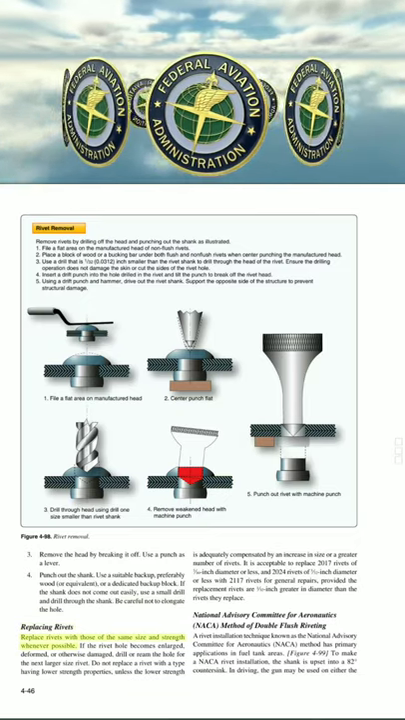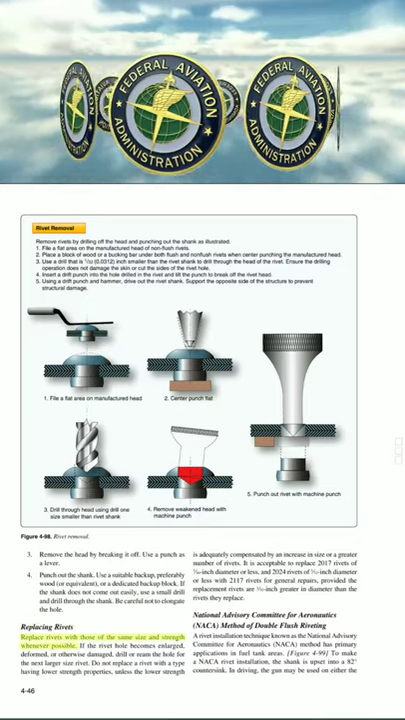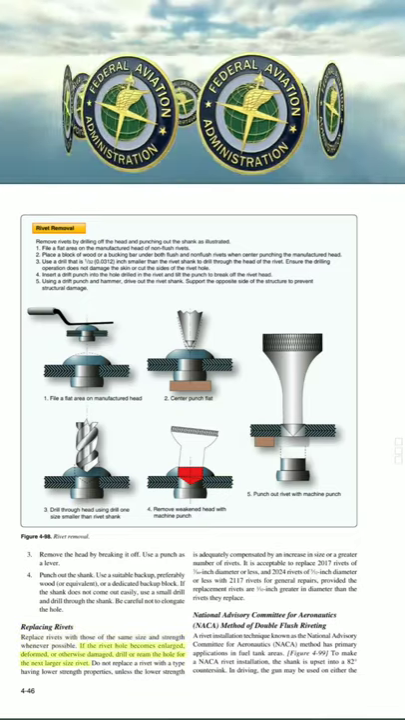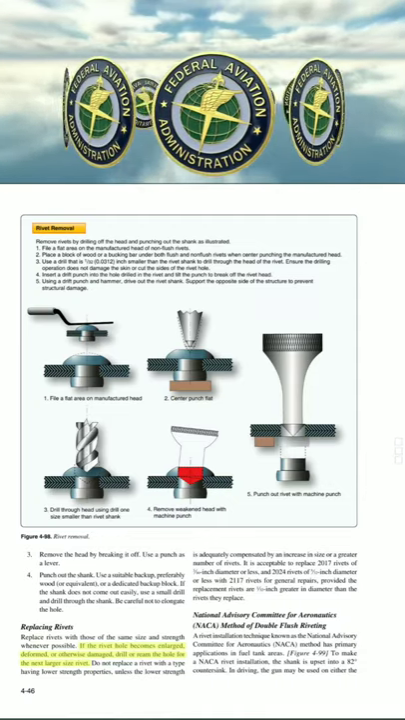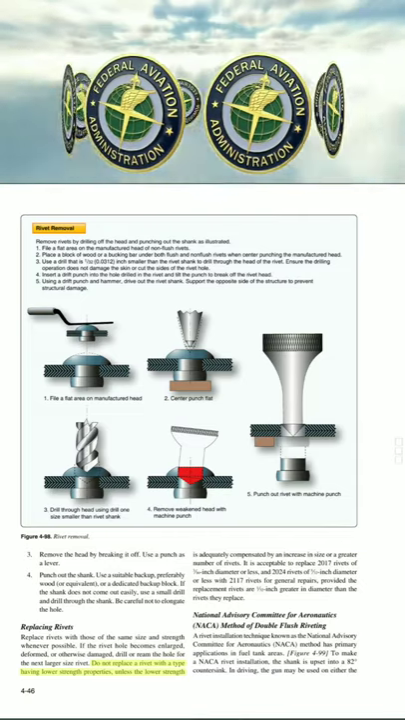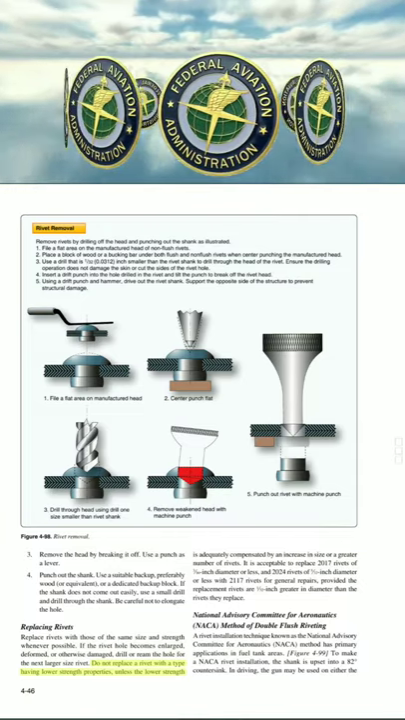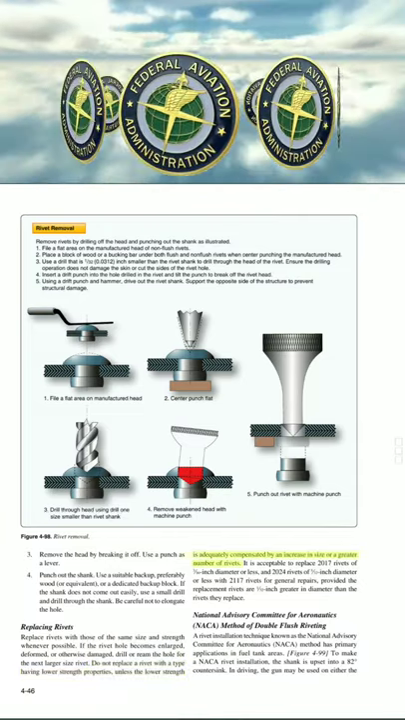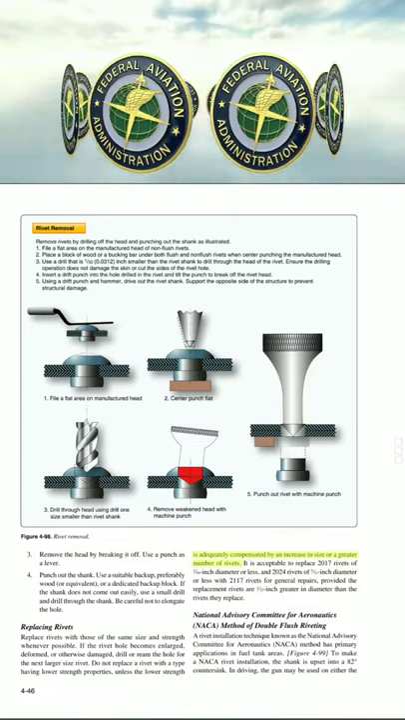Replacing rivets. Replace rivets with those of the same size and strength whenever possible. If the rivet hole becomes enlarged, deformed, or otherwise damaged, drill or ream the hole for the next larger size rivet. Do not replace a rivet with a type having lower strength properties unless the lower strength is adequately compensated by an increase in size or a greater number of rivets.